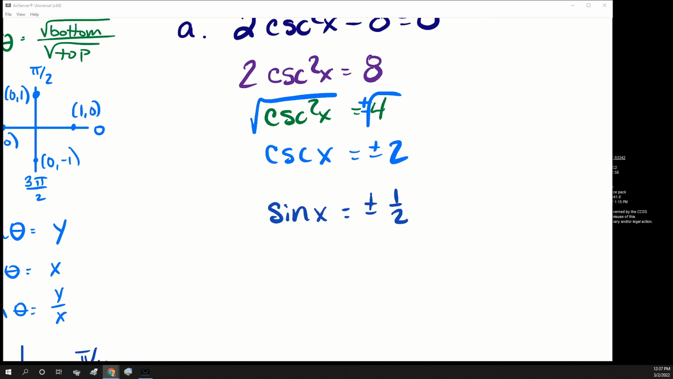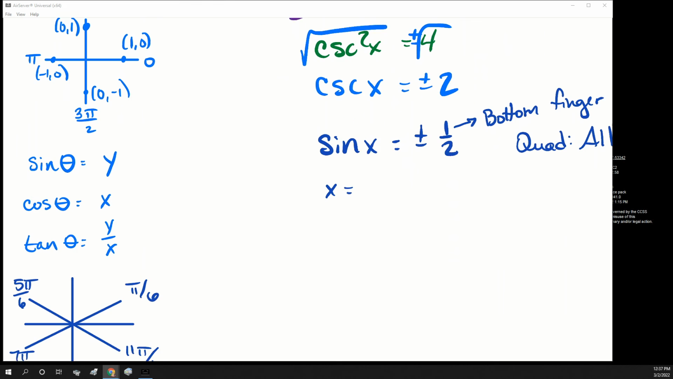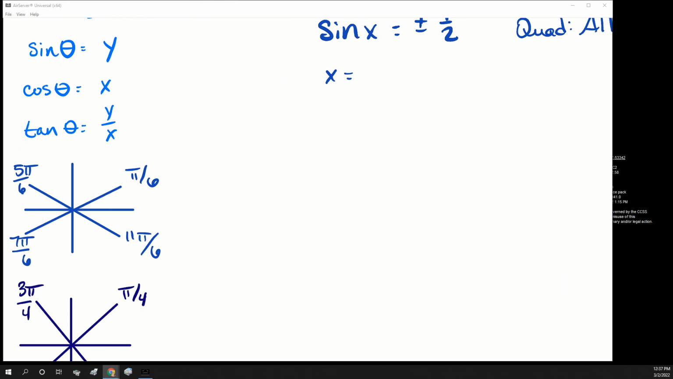Okay, so what does this 1 tell you if you're going to use the hand trick? One bottom finger. And this is new too. What quadrants are we talking about? All of them. Yes. So if you have plus or minus, it's going to be all 4 quadrants. So what finger are we talking about? Pi over 6. So we're going to do pi over 6 in all 4 quadrants, which we've already written down.